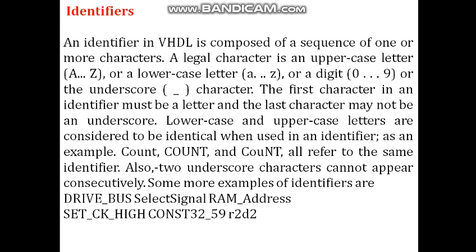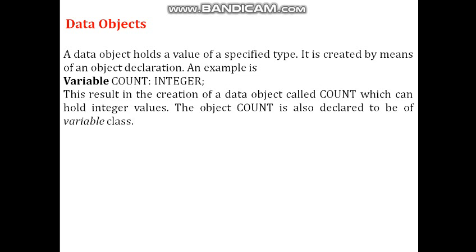Now moving to the next term, that is a data object. A data object holds a value of a specified type. It is created by means of an object declaration. For example, variable count : integer. This results in the creation of a data object called count, which can hold an integer value. The object count is also declared to be of the variable class.